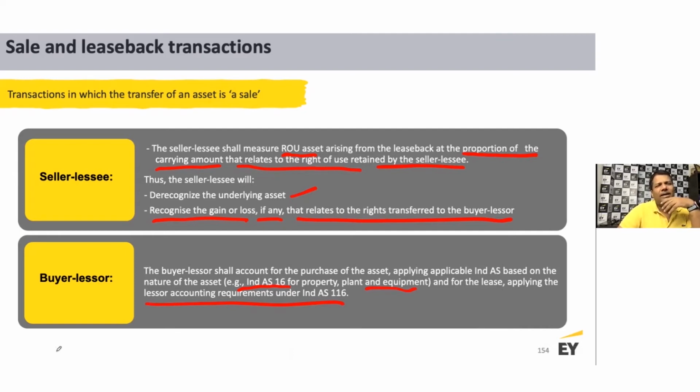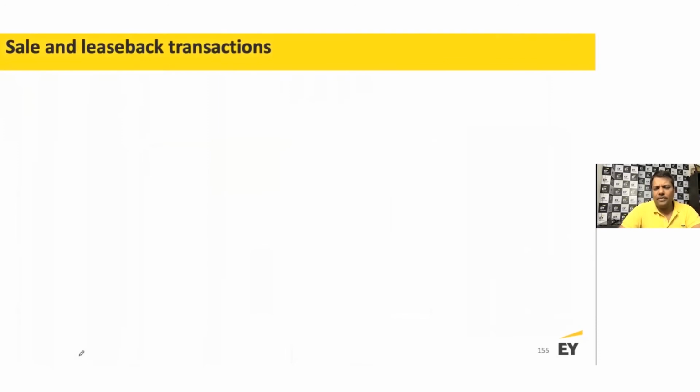I think accounting is not that complex, but we will try and understand it. From a seller lessee perspective, it's not very intuitive because of the proportion of the carrying amount that relates to the right of use retained by the seller lessee. So let's just try and understand this with the help of an example.